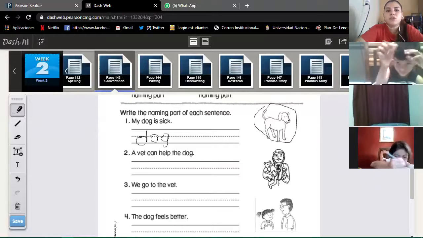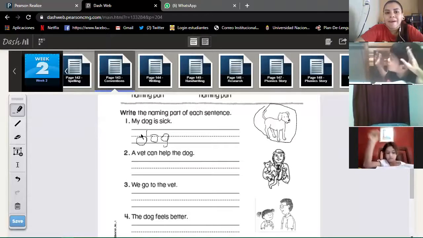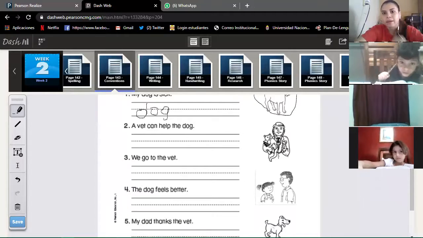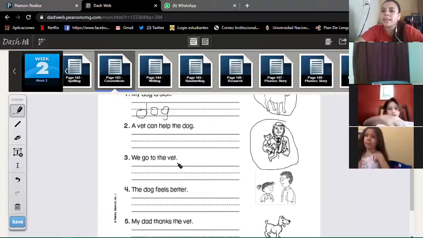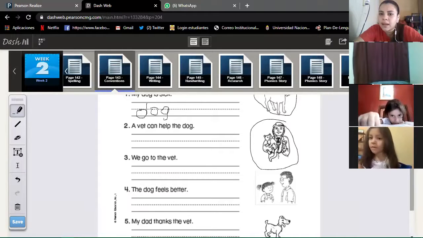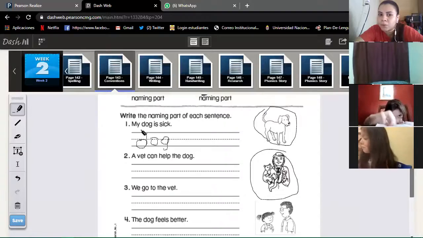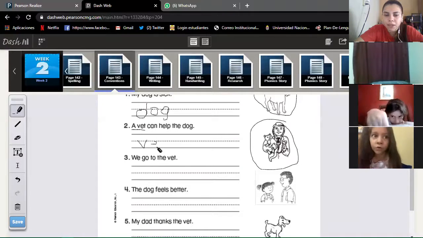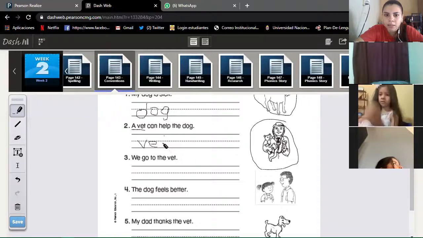In the sentence number 2, we have, a vet can help the dog. A vet. This is a vet. Who is the subject in the sentence number 2? A vet. Excellent. We are going to write the word vet. V-E-T.